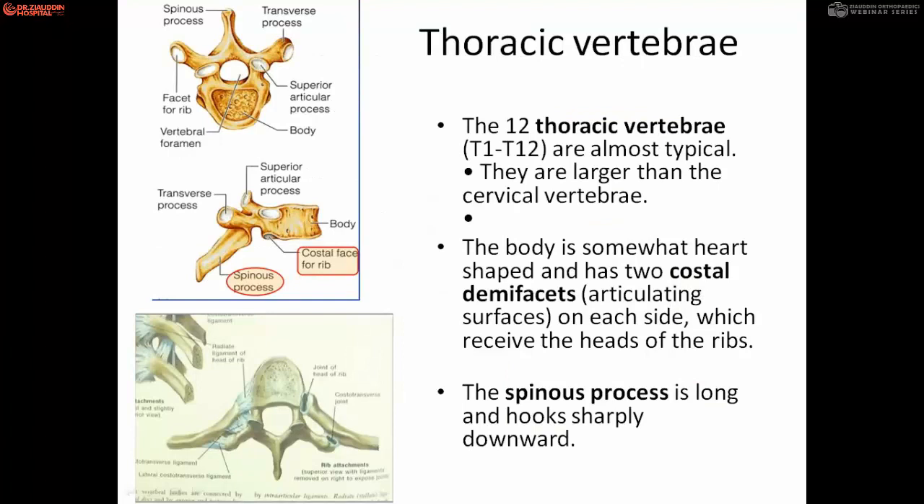If you look at the thoracic vertebrae, there are 12 thoracic vertebrae which are almost typical, but at the transition points they have features of the cervical spine, and at the end they have features of the lumbar spine.